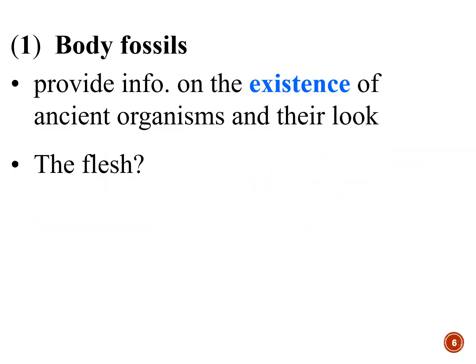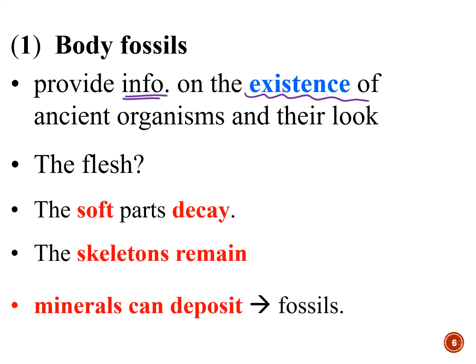Body fossils provide information on the existence of the ancient organisms and how they look based on their body structure. Now the question is, what about the flesh? What about the muscles, the blood vessels, etc.? Where are they? They are all gone, because they are dissolved parts, they decay, they undergo decomposition, and therefore they are all gone. The only part that remains is the skeleton, the bones. With the deposition of minerals onto the bones and skeleton, they now become fossils, 化石.